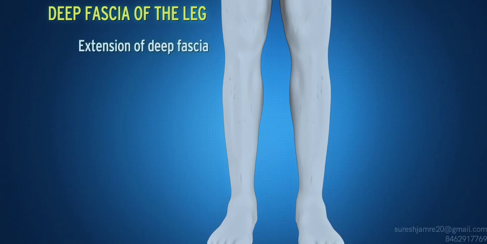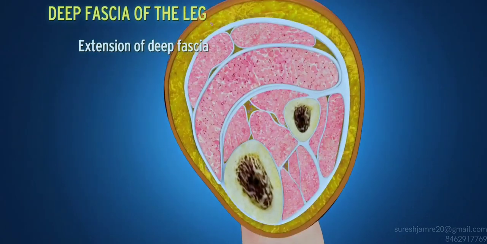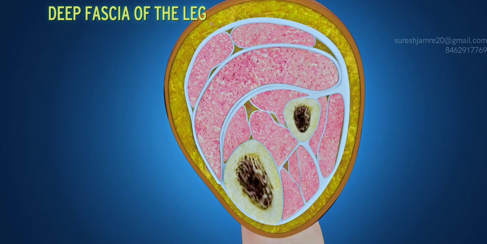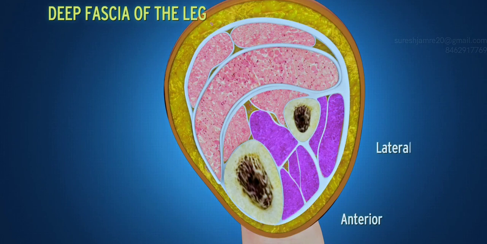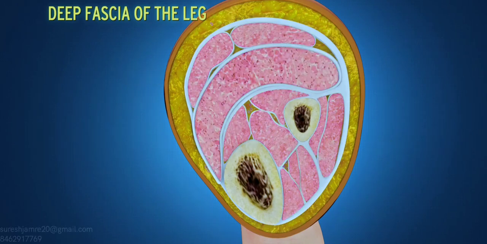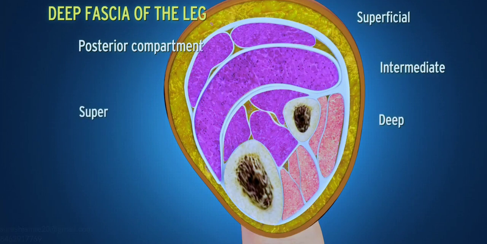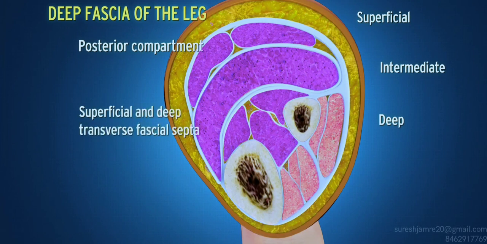Extensions of deep fascia form intermuscular septa that divide the leg into compartments. The anterior and posterior intermuscular septa are attached to the anterior and posterior borders of the fibula. They divide the leg into three compartments: anterior, lateral, and posterior. The posterior compartment is subdivided into superficial, intermediate, and deep parts by superficial and deep transverse fascial septa.